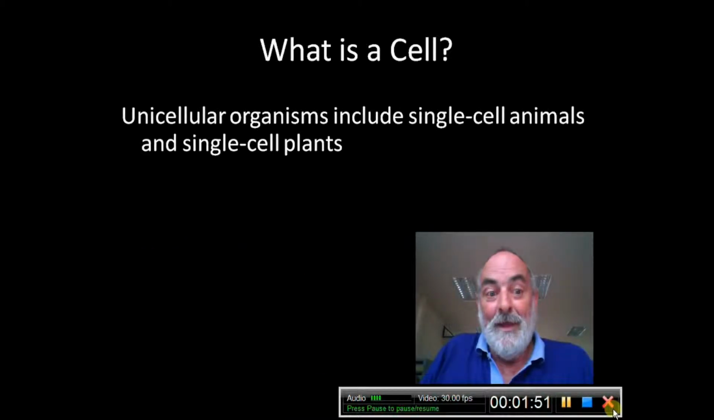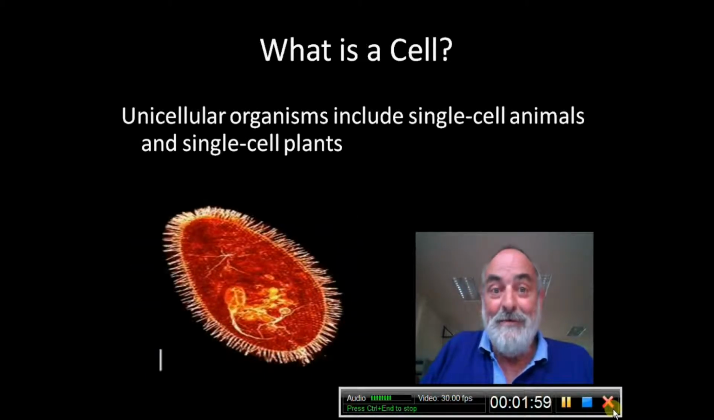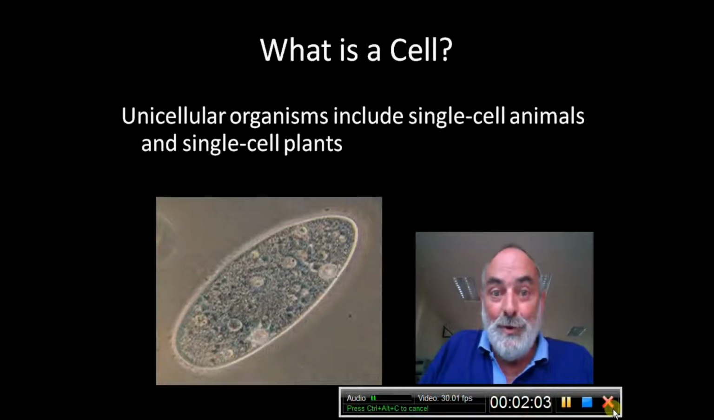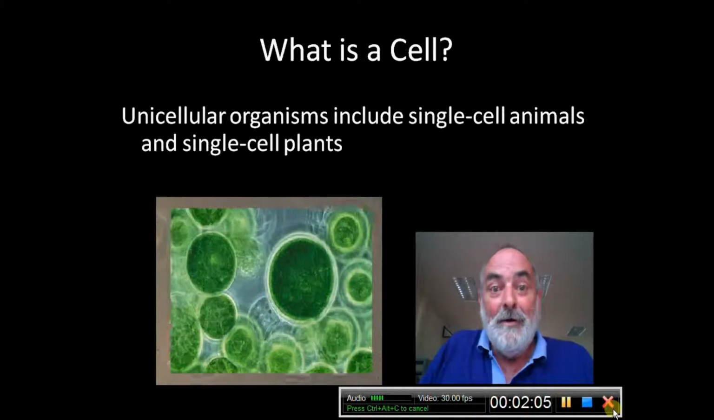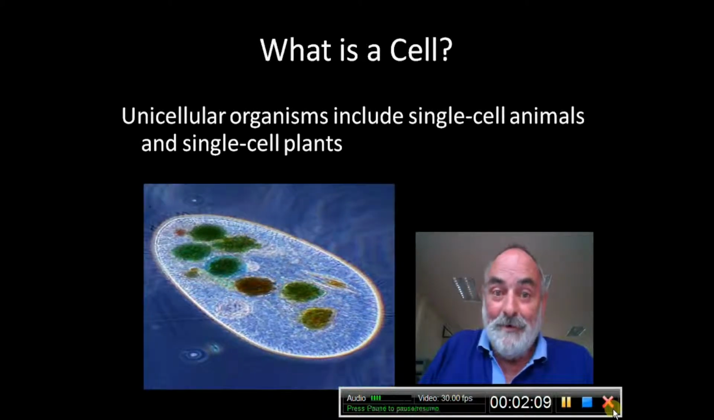Now, they come as animal or plant, and you can see some pictures here of single-celled living organisms, unicellular organisms. Many live in water, some live on land, and there are both animal and plants.